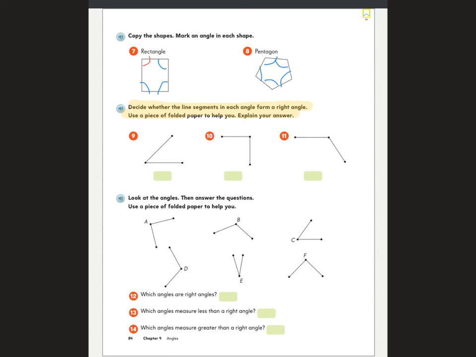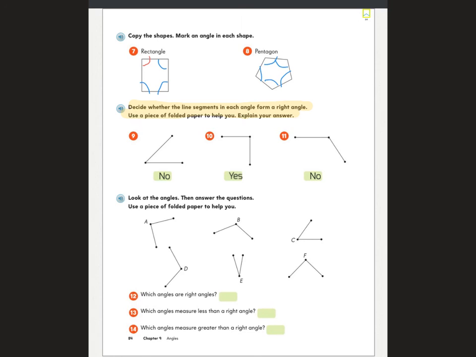Now that you've tried it on your own, let's check your answers. Did you try it on your own? All right, let's check our answers. Number 9, your answer is no. That is not a right angle. It's not a right angle because this angle is way smaller than that corner piece of paper.